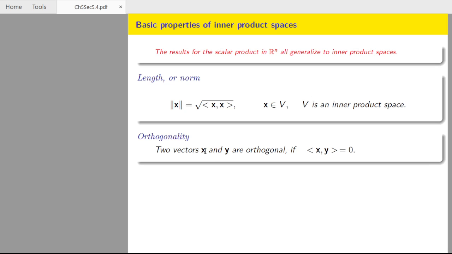For two vectors in the inner product space V, we can define orthogonality. Two vectors x and y are orthogonal if the inner product between x and y equals 0. So this is just an extension of what we had in Rn.